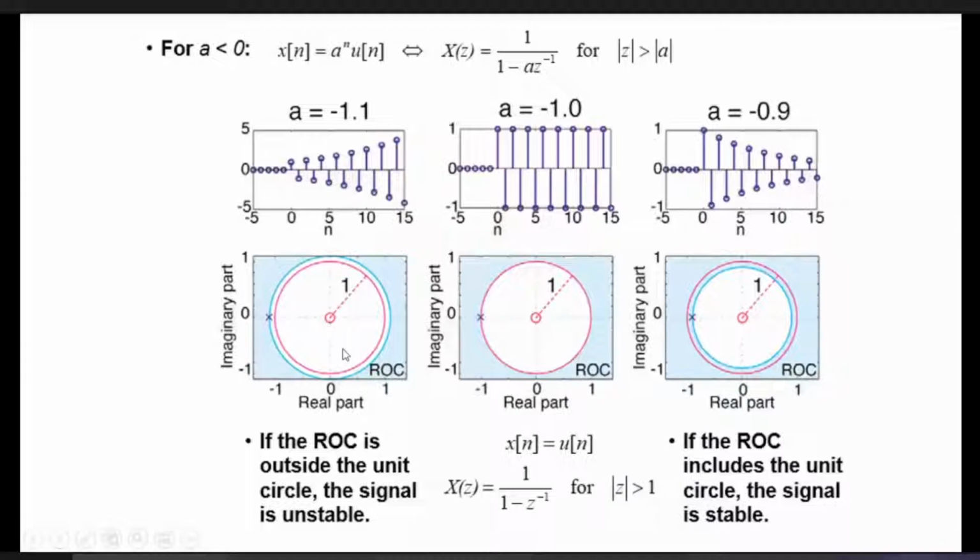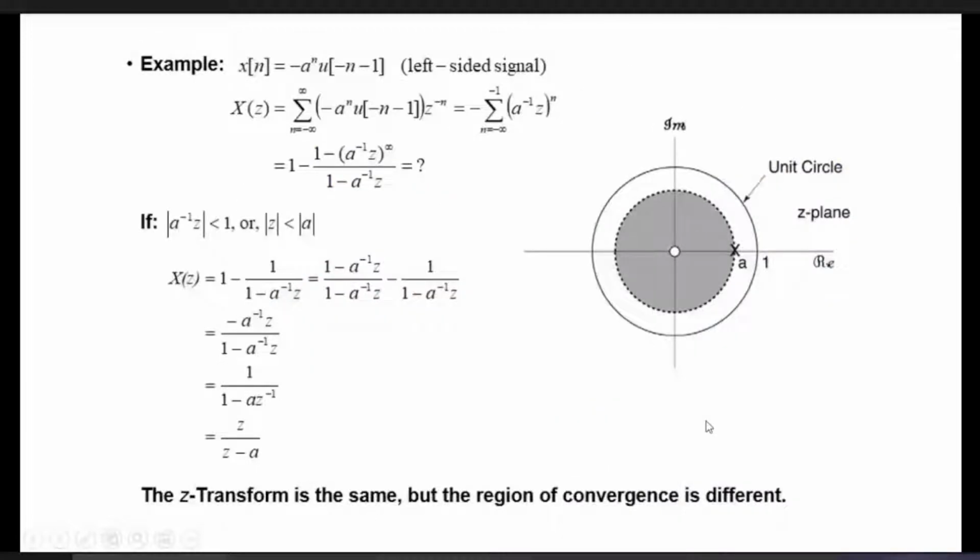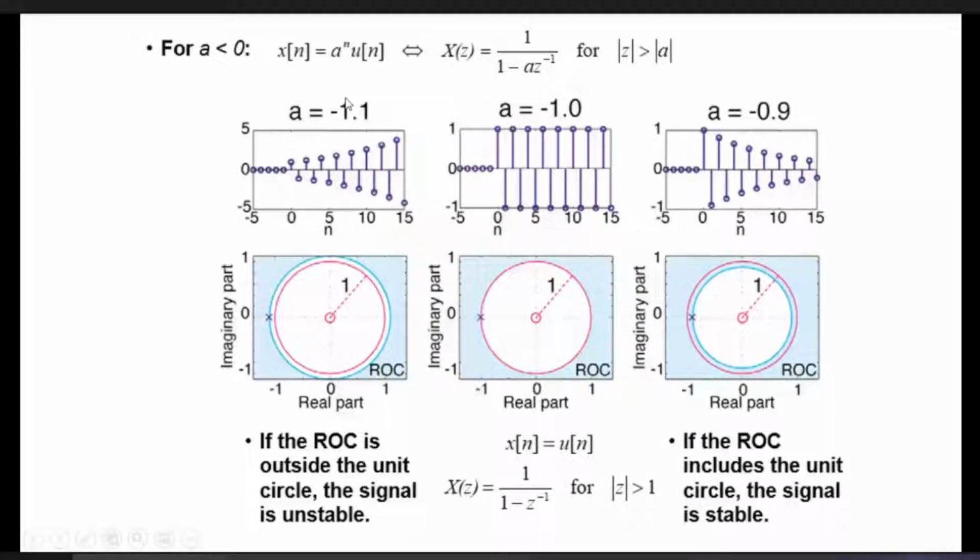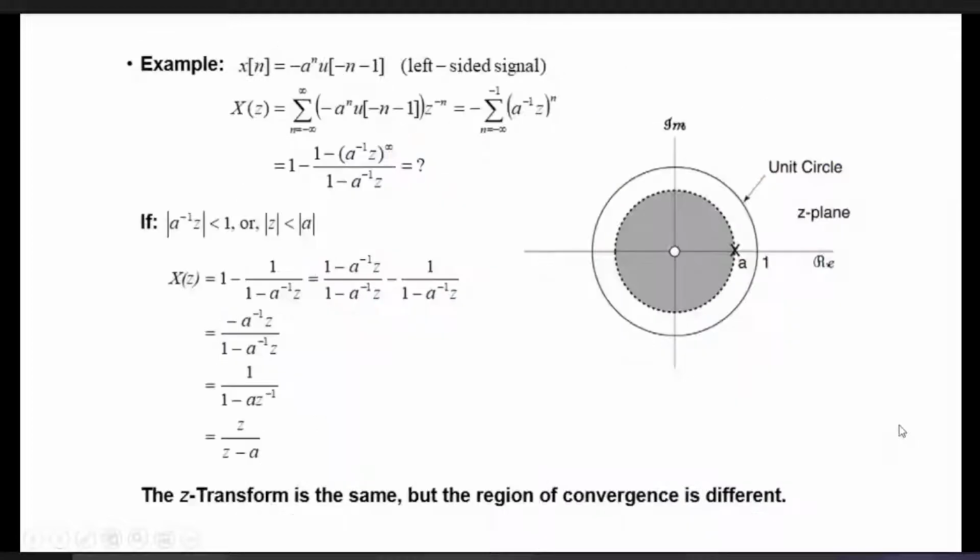The next case is, we have discussed the signal a to the power n u[n], a causal sequence. Now another sequence we take is an anti-causal sequence, that is u[-n-1]. Okay. Can anybody tell what does it mean, u of minus n minus 1? What type of signal is it?